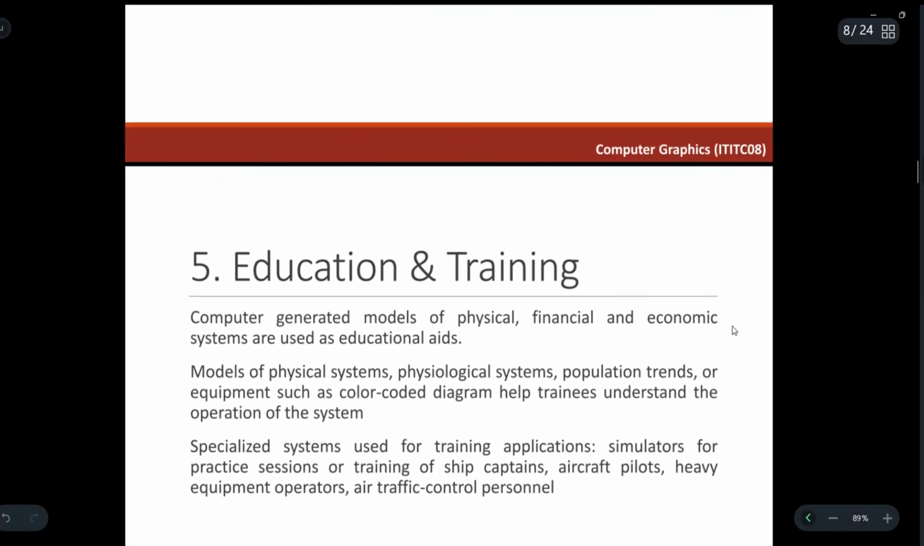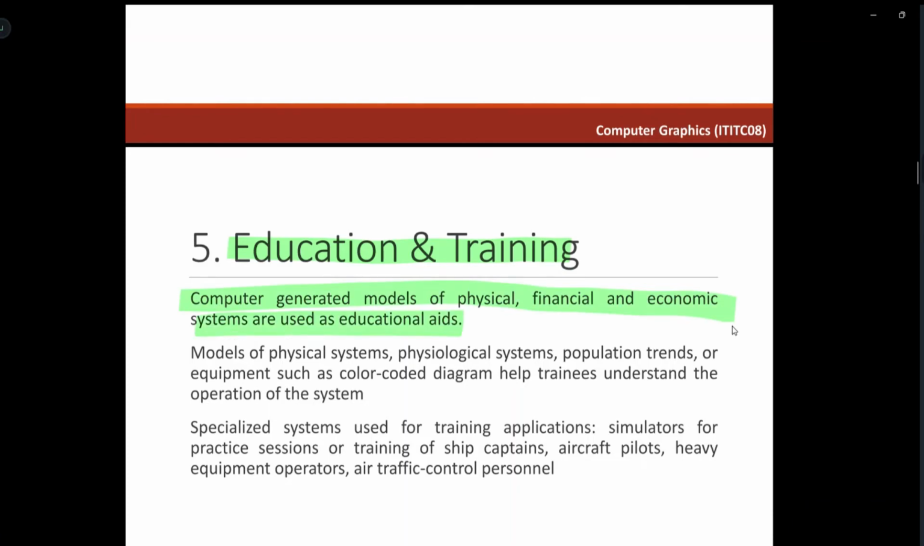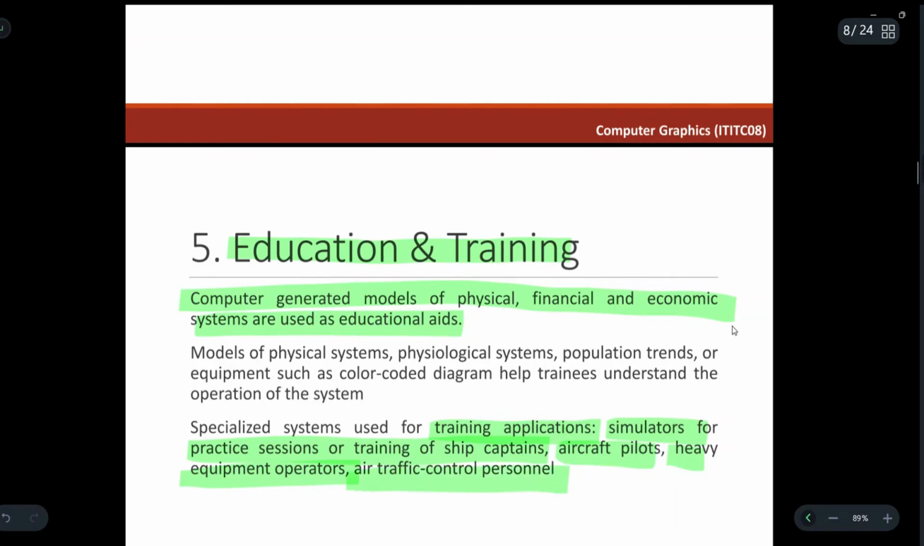Then we have the education and training part. Computer generated models of physical, financial, and economic systems are used as educational aids. That is, specialized systems for training applications and simulators for practice sessions for training of ship captains, air pilots, heavy equipment operators, and air traffic control personnel. All of these use computer graphics to create simulators for their practice sessions.